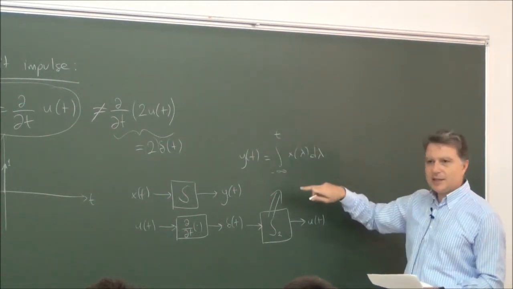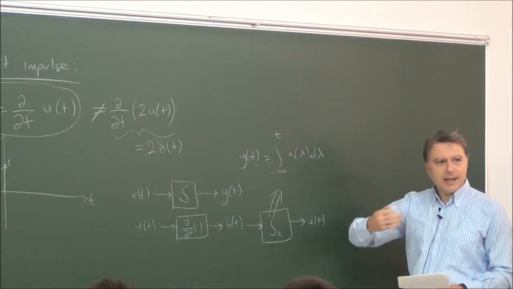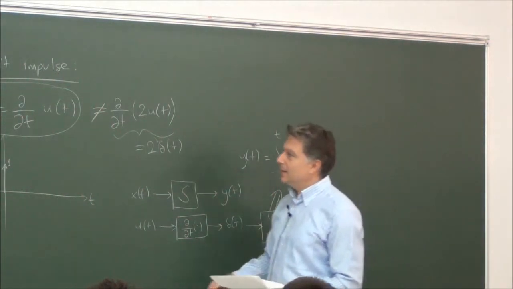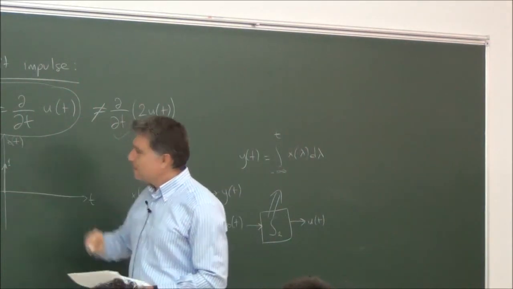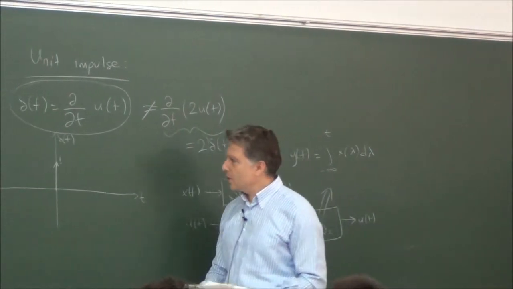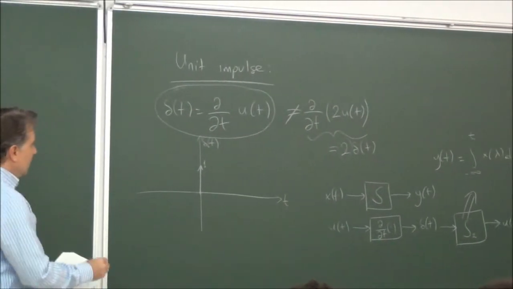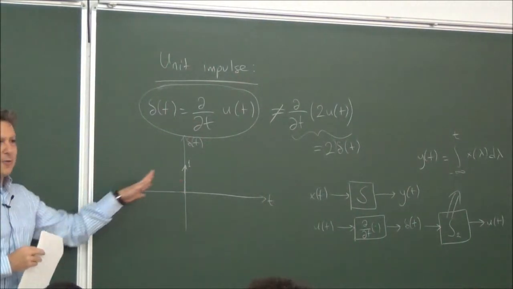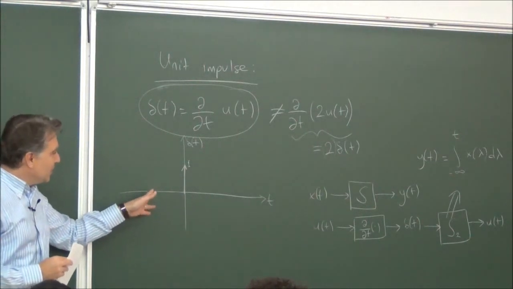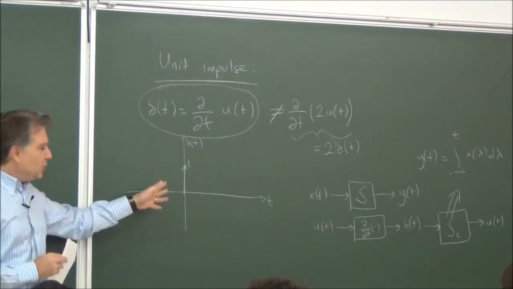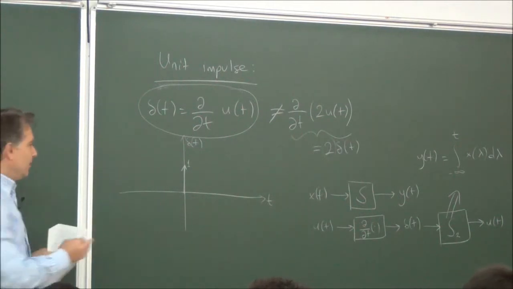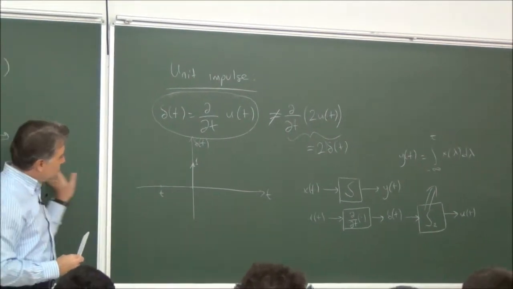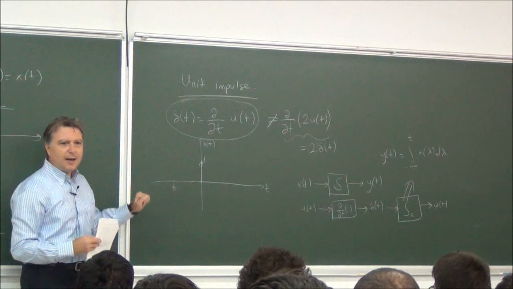Let's put, instead of the input x of lambda, let's put delta lambda. Let's think of delta t. Let's try to integrate delta t, which is this one, from minus infinity to t. Does it really work? Suppose that this is the lambda axis, of course. t is the position until which we integrate from minus infinity. Okay, for example, here. Let's choose t to be here. From minus infinity to t, integral of delta lambda.